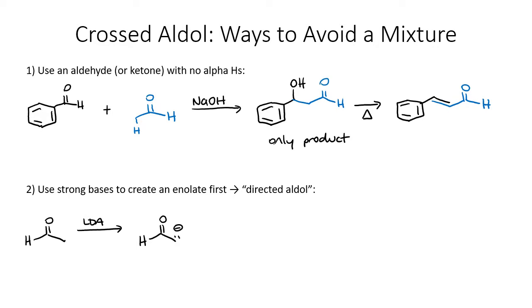Once we have created the enolate, we can take the enolate and add it to the second aldehyde or ketone we would like to react in the cross-aldol reaction, such as this one here. So at this point, we have our enolate, and it will easily react with our aldehyde. So this will create only one product. And if we were to add heat to this reaction, we would create our conjugated product.